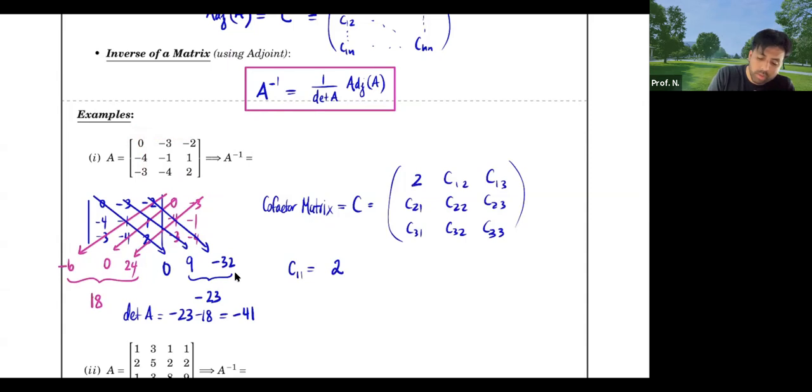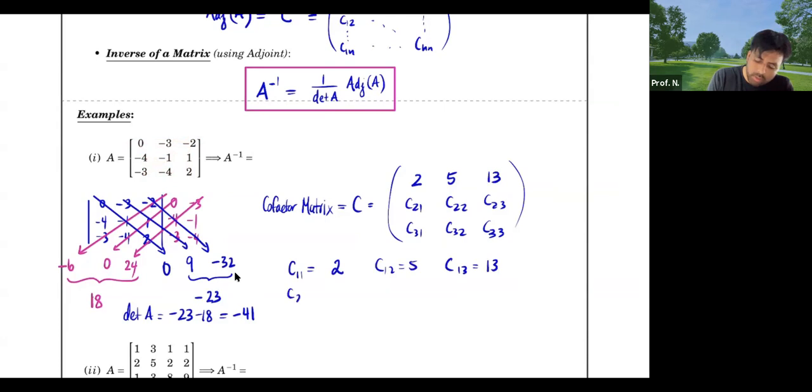What's C12? We'll cross this out, cross this out. You get -4. This would be -8 plus 3, which is -5, but I have a negative associated with that. So this would be +5, right? Does everybody follow what I'm doing? C12 is 5. What's C13? This will be positive. 16 minus 3 is 13.